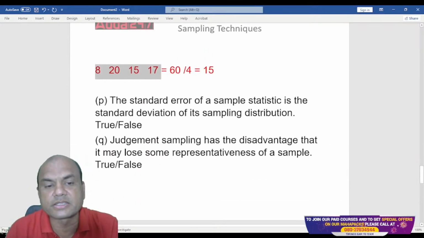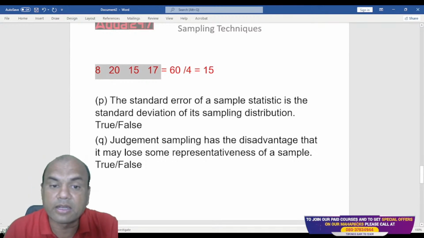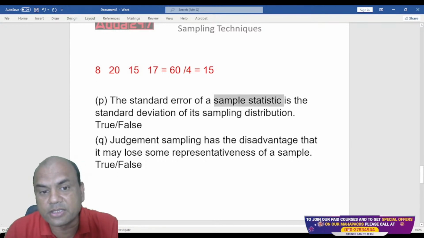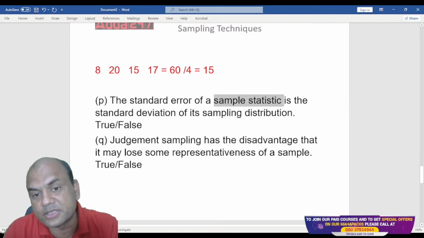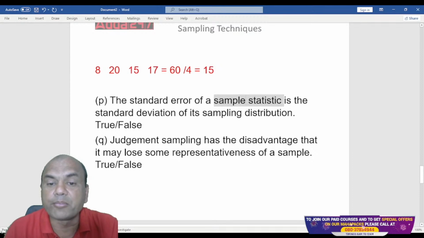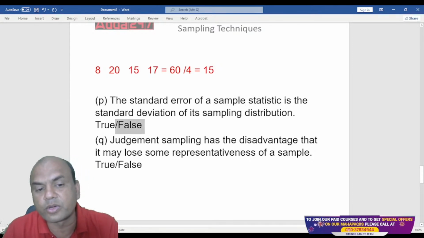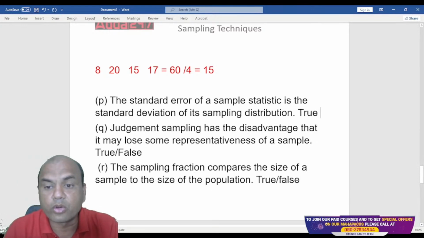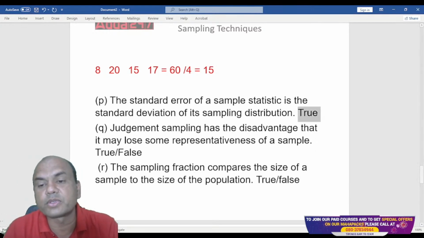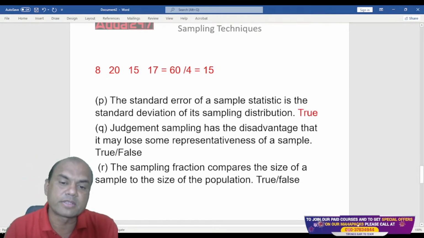The standard error of a sample statistic is the standard deviation of the sampling distribution. That is true. What did I say earlier? Sample standard error is the same as the standard deviation. So that is true over here. Standard error is the other name for standard deviation in the case of samples. For a population, it is standard deviation.